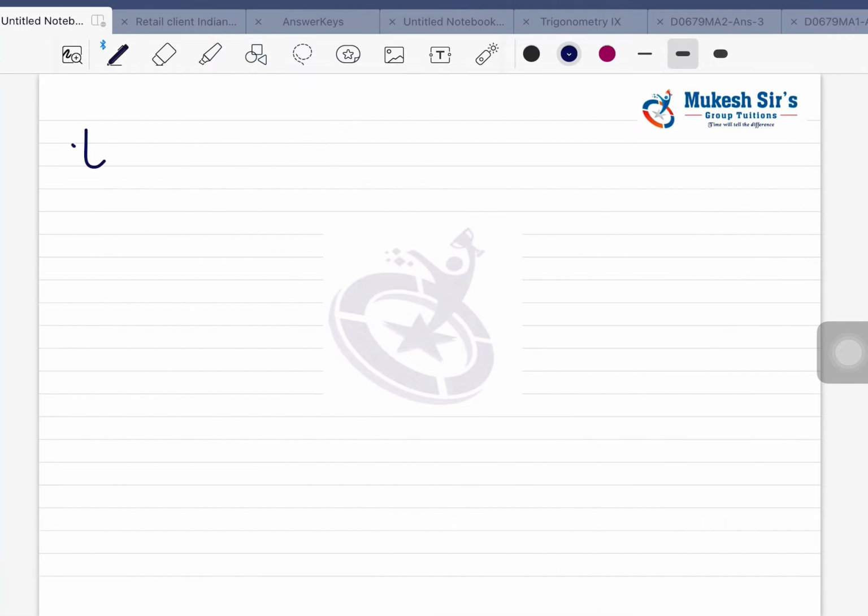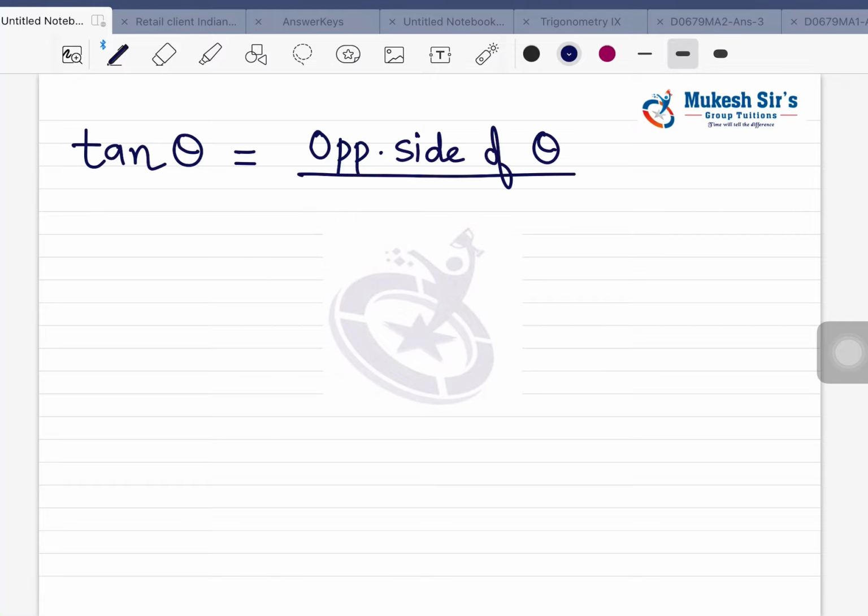The third ratio is the tan ratio, the tangent ratio. So tan of theta is equal to the opposite side of theta upon the adjacent side of theta. That's the definition of tan.